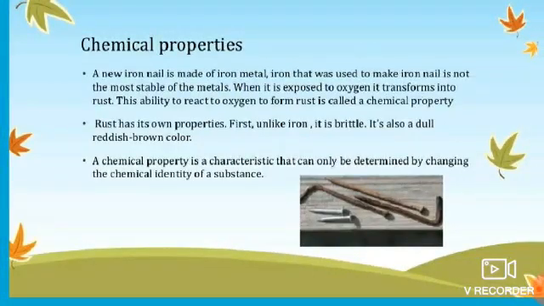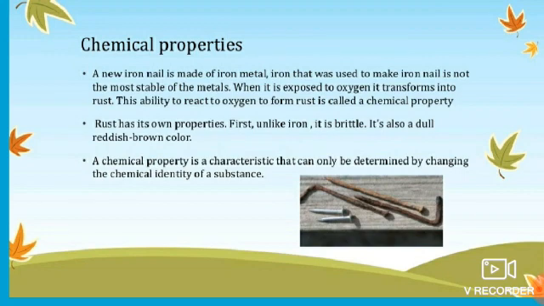Now we will discuss chemical properties. Example: a new iron nail is made of iron metal. Iron is not the most stable of the metals. When it is exposed to oxygen, it transforms into rust. This ability to react with oxygen to form rust is called a chemical property.